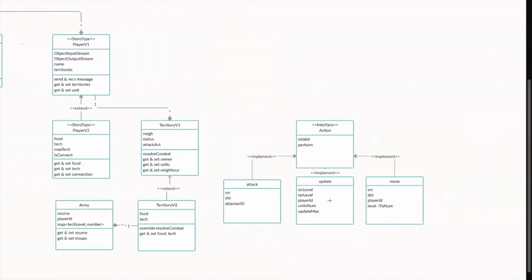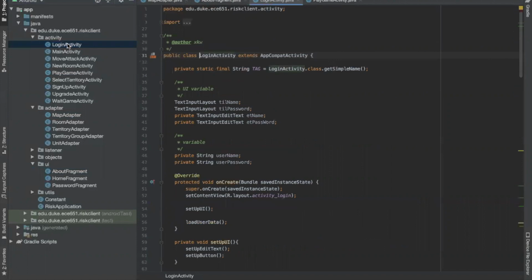We also implement a new update class, so it can actually do the update action for the original interface. So basically for Evolution 2, we extend some classes, introduce some new concepts, and also implement the action interface with the update. We introduce the MVC pattern to our Android client.